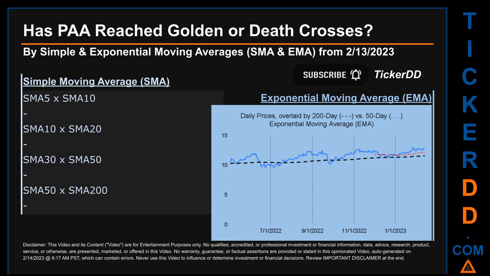If no crossing can be seen, then no signal could be had. The blue line is daily end-of-day prices. Continuing with SMA, we looked across the 5 to 10, the 10 to 20, and the 30 to 50-day ranges to see if golden and death crosses had been reached.